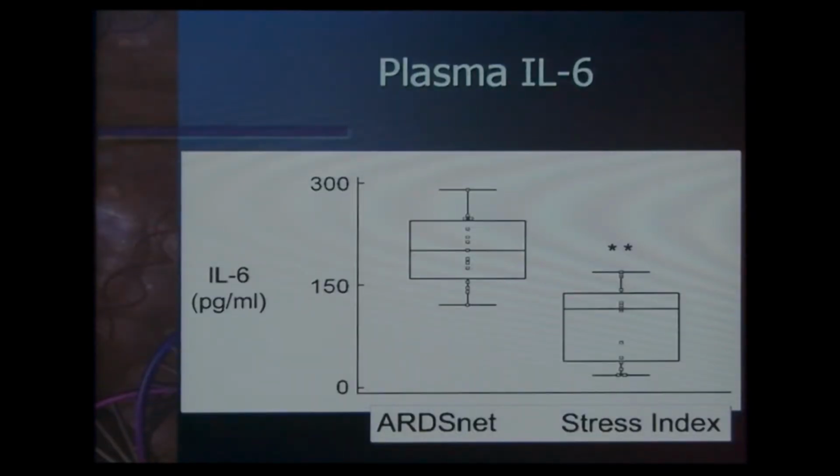And I'll just show you one example of their data. This is plasma IL-6 levels, just one index that you can measure relatively quickly, to suggest that by going to a stress index approach and by showing that they can have a decrease in plasma levels of IL-6, this strategy likely decreased injury. The important point was that it's likely that the ARDSnet strategy is not sufficient. It actually can still lead to overdistension in some patients.